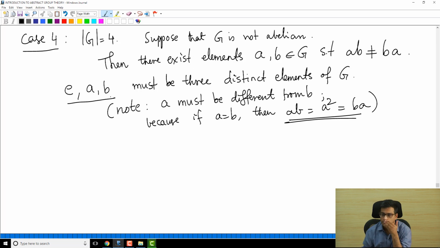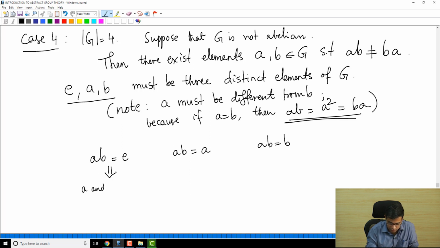So, E, A, B must be 3 distinct elements of G, but G has only 4 elements. So, there is room for only one more element and I claim that that must be AB. Now what must be AB? Can it be E? Let us explore that. Can it be A? Can it be B? So, can AB be E? If AB is E, A and B are inverses of each other.